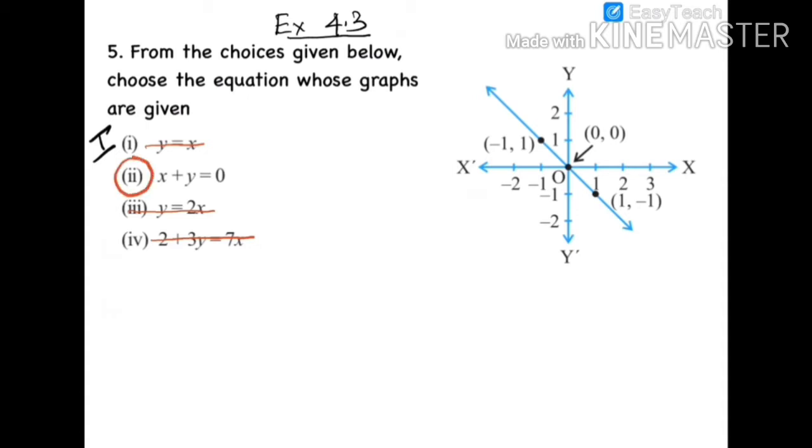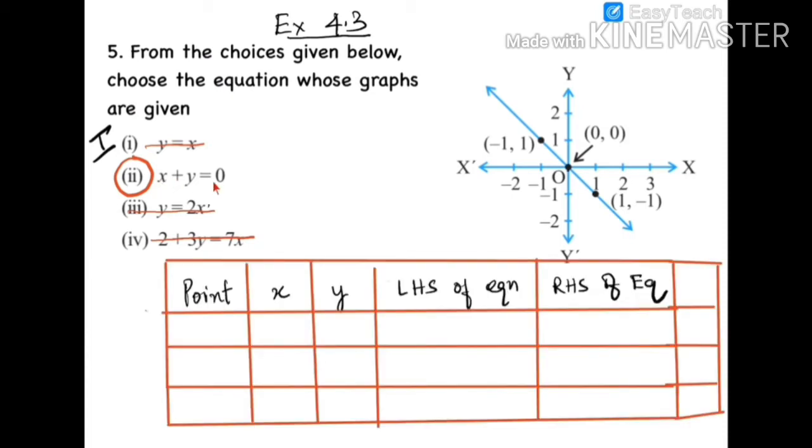Now the method that I used here to find the right equation is by elimination. What I did was I eliminated the wrong answers. So now I am left with the correct answer. We can verify whether this equation represents this line by the usual method of substituting these points that are given on the line in this equation to check whether left hand side is equal to right hand side.